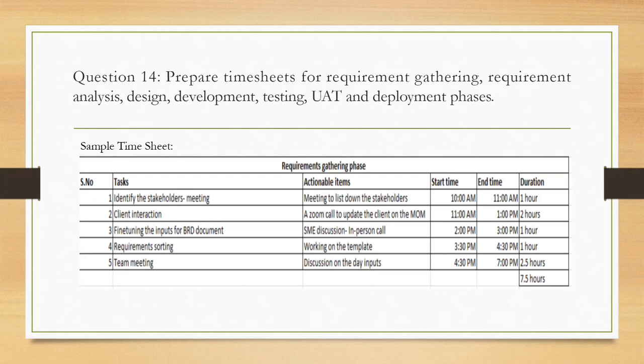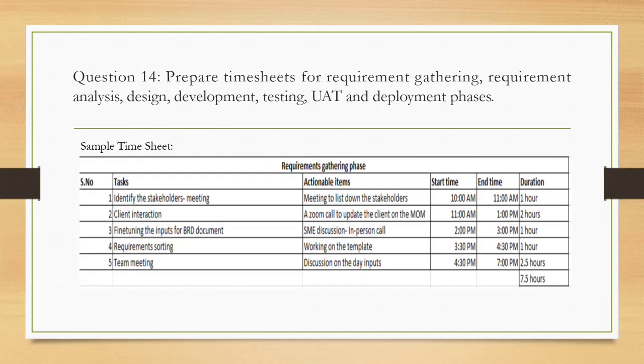Okay, from 10 to 11, you will be having one meeting. In this 1 hour, you will discuss who will be responsible, accountable, consulted, and informed people. The next one, client interaction, takes 2 hours of time for interacting with the client. Next, fine tuning the inputs for a BRD document and requirement sorting, and then the team meeting. All these things you will do in this requirement gathering phase as a business analyst.